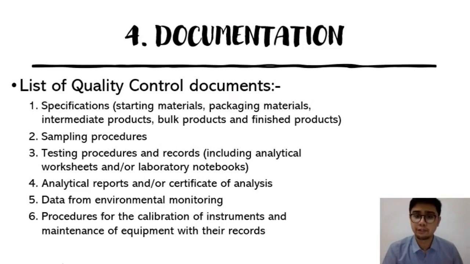Other than specifications, sampling and testing procedures are also important documents for quality control. Personnel in charge of the sampling and testing should refer to these documents. From the testing, quality control also needs to provide analytical reports, and if necessary, they should also issue a certificate of analysis. Other than sampling and testing of the materials and products manufactured, quality control is also responsible for conducting environmental monitoring. Thus, they should keep the monitoring record.